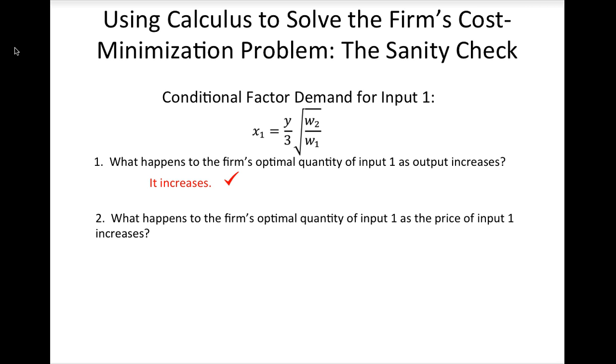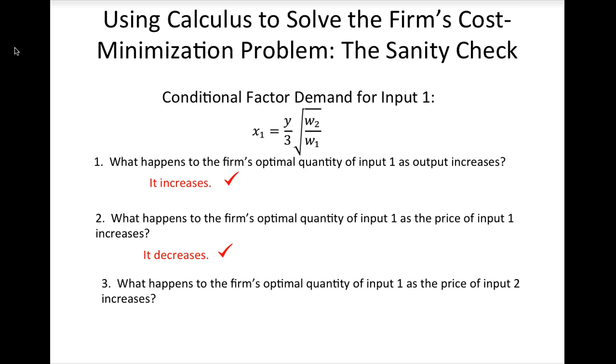Second, we could ask what happens to the firm's quantity of input 1 as input 1 becomes more expensive. Again, we can see from the function that as W1 increases, the quantity of input 1 that the firm will use will decrease, since W1 is in the denominator of the conditional factor demand function. This should match your intuition as well. As an input becomes relatively more expensive, the firm should use less of it.